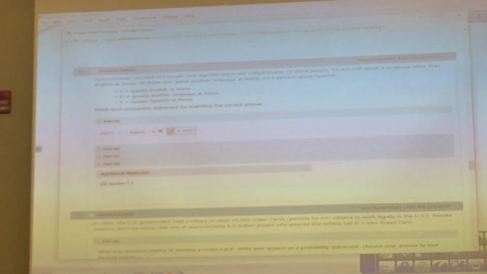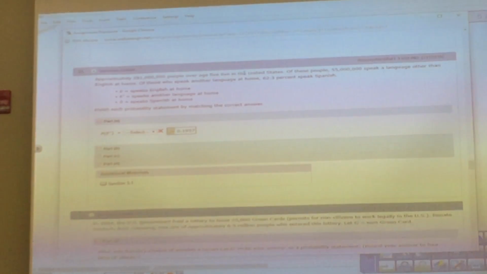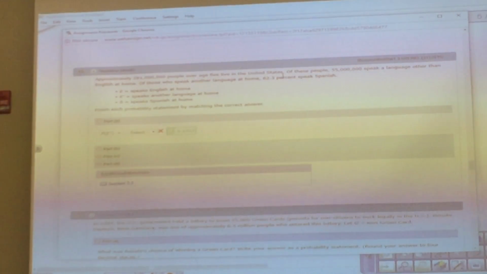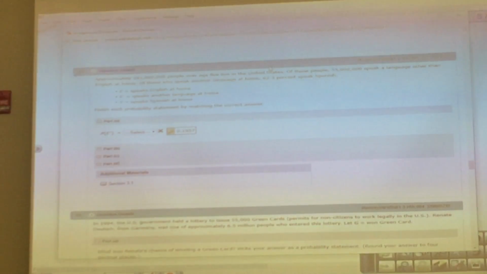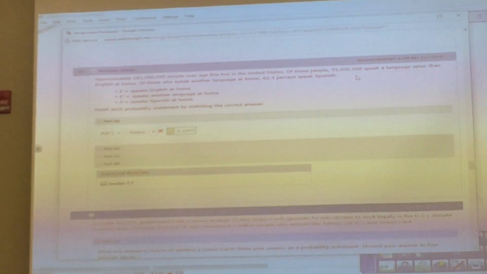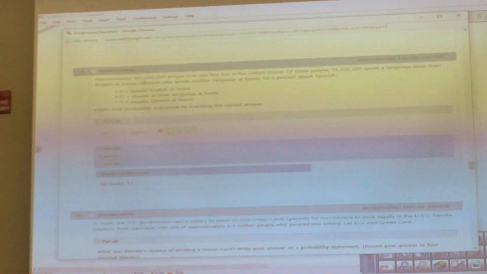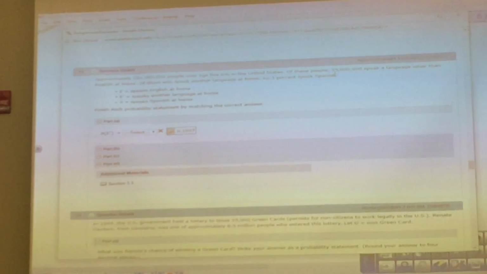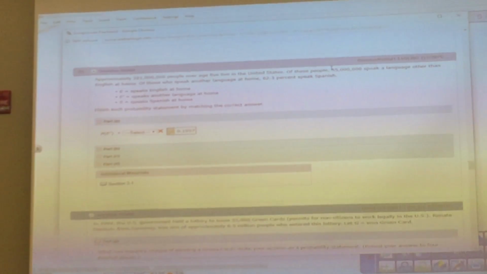Approximately 281 million people over the age 5 live in the United States. This is old data; I'd have to go back and look at the Census Bureau data. We just talked about that. Of these, 55 million speak a language other than English at home. Of those who speak another language at home, 62.3% speak Spanish.